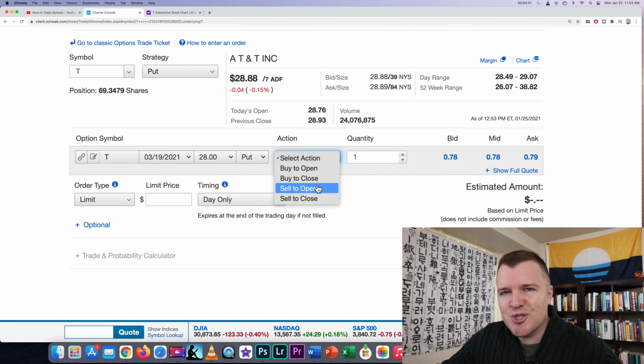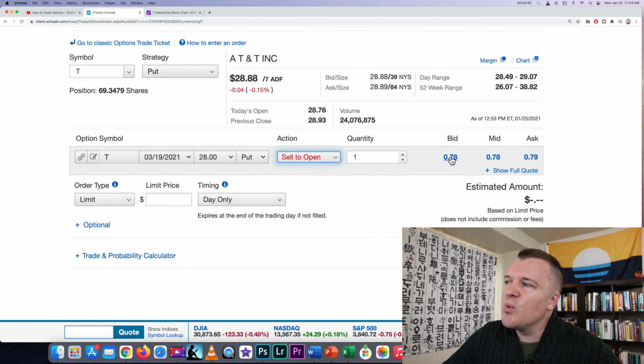We're writing this contract and hoping to sell it to somebody willing to buy it. Now, when you look at the bid-ask spread, wow, that's really close. So AT&T is a large company. There's a high volume of contracts trading. The sellers are asking for 79 cents. The buyers are bidding, trying to buy contracts at 78 cents. I'm going to have to fill this at 78.